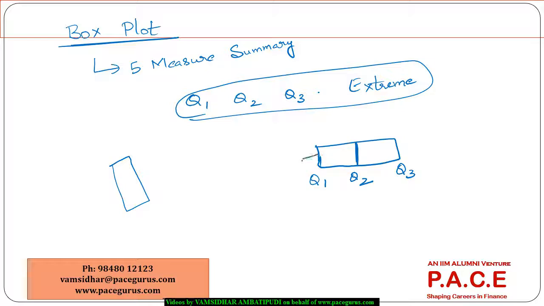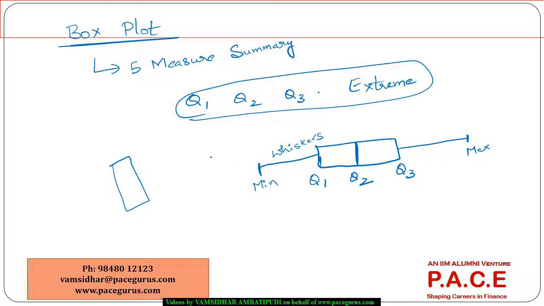So these 3 are shown here. And there are lines that are drawn from here to here. Probably there is a minimum value on one side, and on this side there is a maximum value. Lines are drawn to the extreme values, and these lines are typically called whiskers. So that's the reason we call these kinds of plots box and whisker plots.